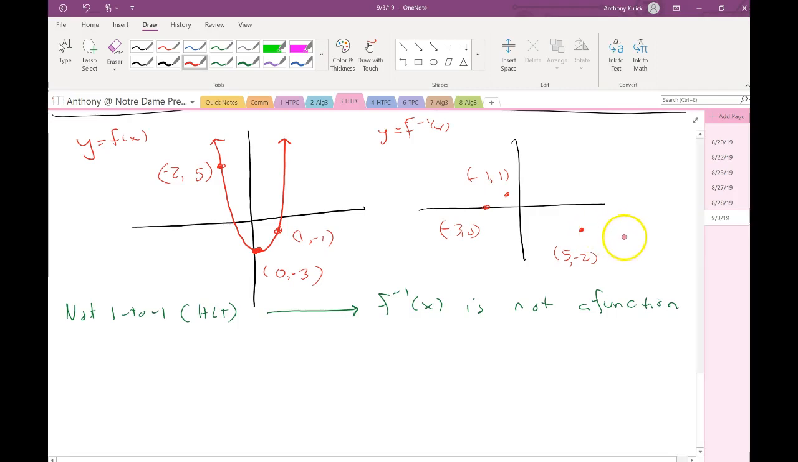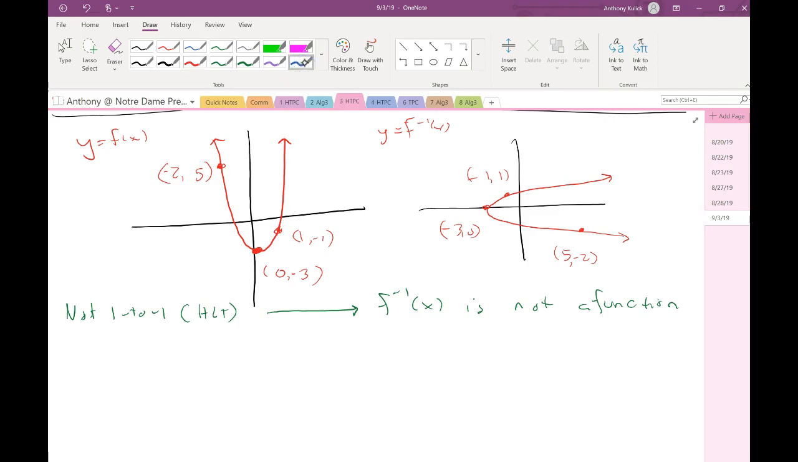And then I can just use this to draw the rest of my picture. Everybody's okay there? And again, notice that f inverse is definitely not a function. That would fail a vertical line test. Everybody can see that?